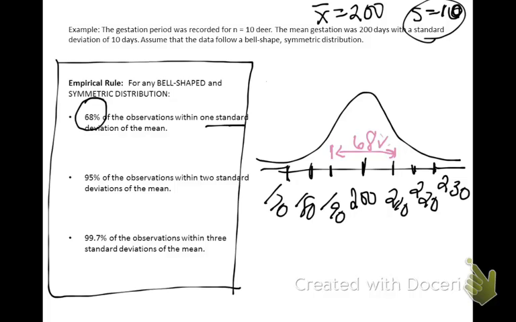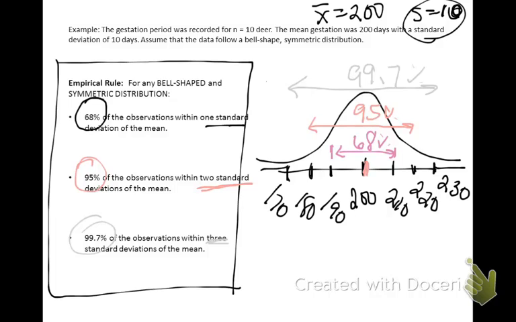95% of the observations lie within 2 standard deviations. Remember, you're thinking 2 tick marks of the mean. So from the mean, counting out 2 tick marks, that takes us to 180 and 220. 99.7% of the observations will lie within 3 standard deviations or 3 tick marks of the mean. That takes us to 170 and 230.